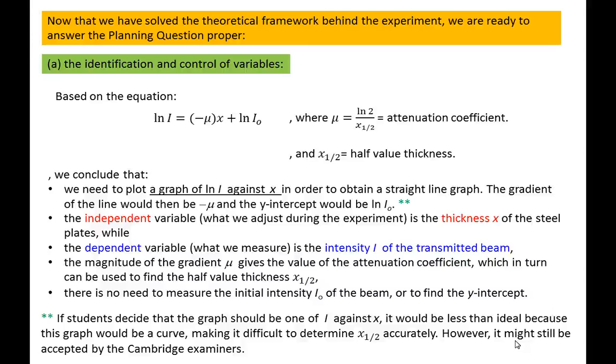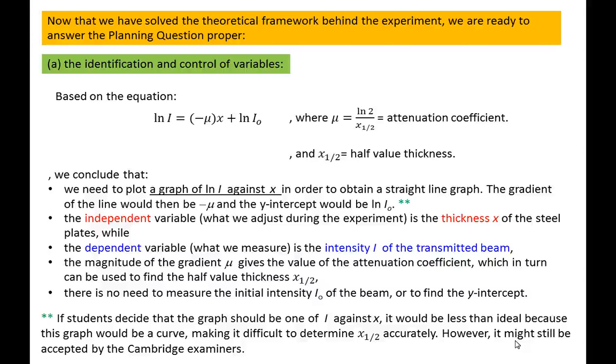Right, so for the purposes of answering this question, we have to answer A, identification of variables. So the independent variable, what we adjust, will be the thickness of the steel plates. The dependent variable, what we measure, is the intensity of the transmitted beam, the beam that passes through the steel, right? Okay, the magnitude of the gradient gives us the constant, called the attenuation constant. You don't need to know this for answering this question, it's just a name, right? So you can just say it's a constant, right? And then using this relationship, mu is ln 2 over x half, you can find x half, right?